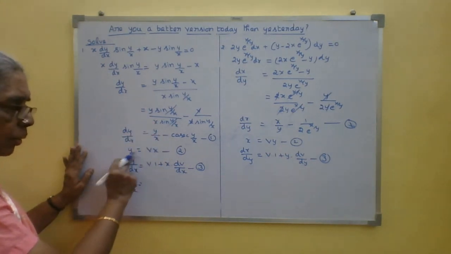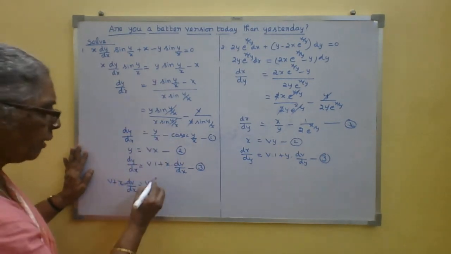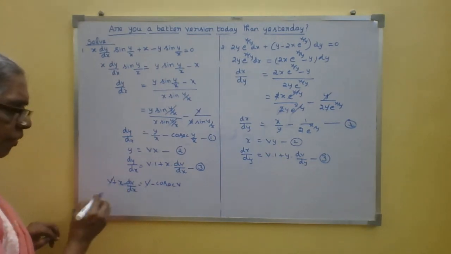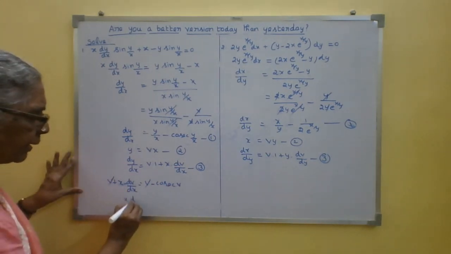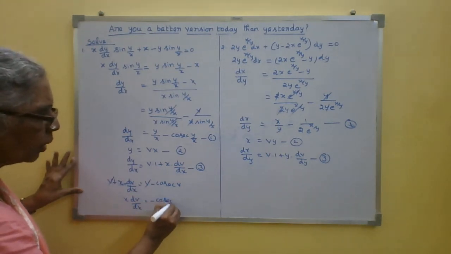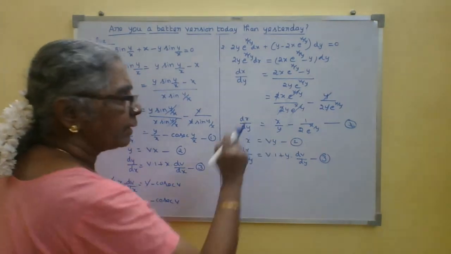See, v is equal to y by x. So that will become now v, and here you will get minus cosecant v. This v and this v will go, so you will get x dv by dx, that is equal to minus cosecant v. Here substitute the 2 and 3 in 1.